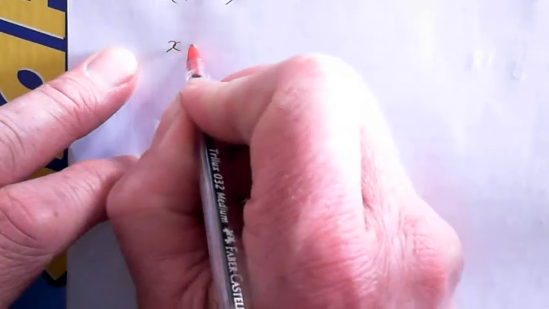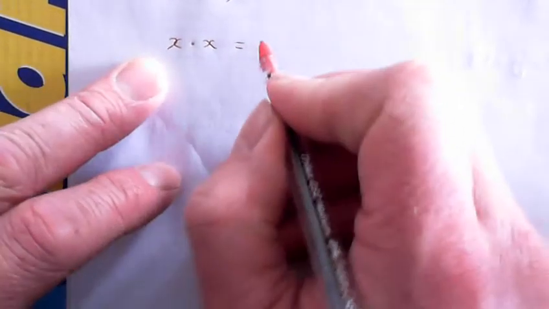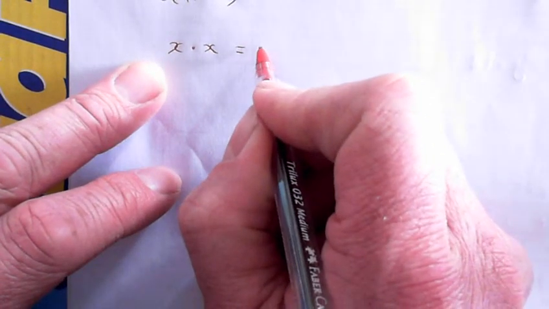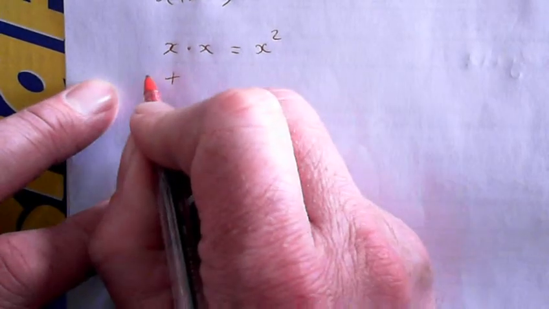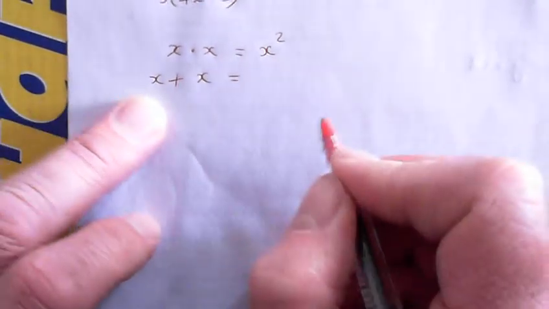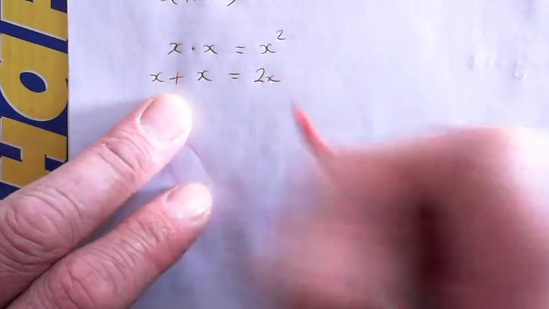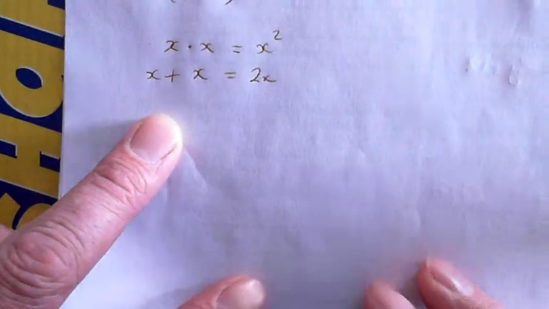Okay, now I'm going to do some other types of algebra. What's x times x? x squared. What's x plus x? 2x. Alright. Another one.